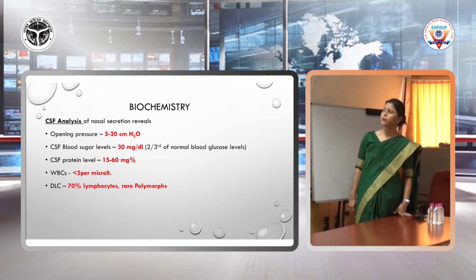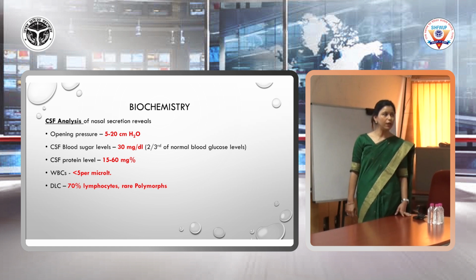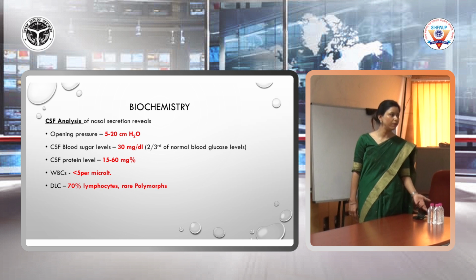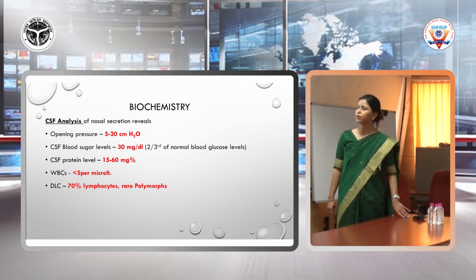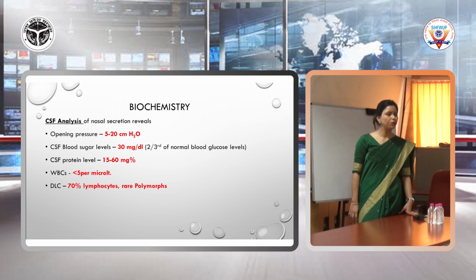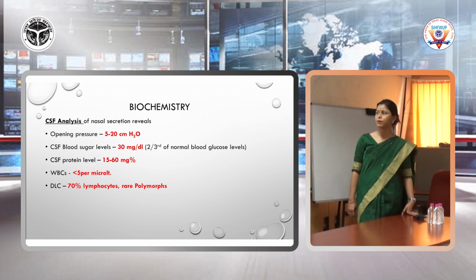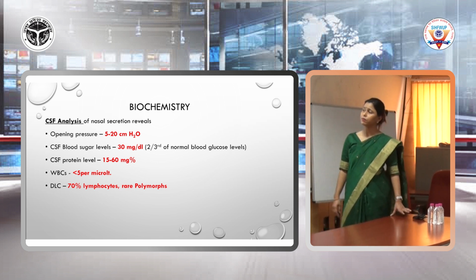So the biochemistry of CSF analysis: the opening pressure is 5 to 20 centimeters of water, and sugar levels are 2/3 of the blood serum level, so it is not 30, it is 50 to 80, some mistake. CSF protein is 15 to 60 milligram %. WBCs are less than 5 per microliter, generally lymphocytes, and hardly any polymorphs are seen. So this is a typical CSF. The analysis is a good indicator of CSF rhinorrhea.